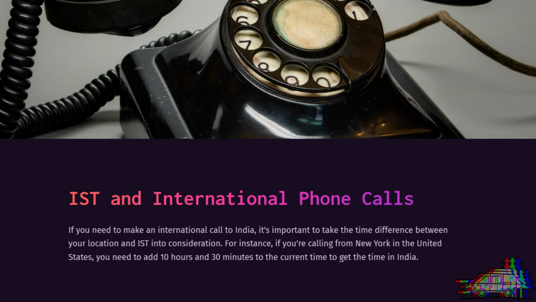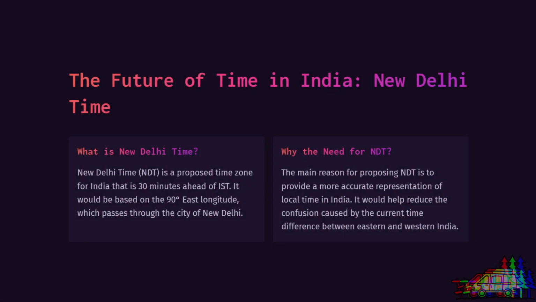The future of time in India, New Delhi time. What is New Delhi time? New Delhi time, NDT, is a proposed time zone for India that is 30 minutes ahead of IST. It would be based on the 90 degrees east longitude, which passes through the city of New Delhi. Why the need for NDT? The main reason for proposing NDT is to provide a more accurate representation of local time in India. It would help reduce the confusion caused by the current time difference between eastern and western India.